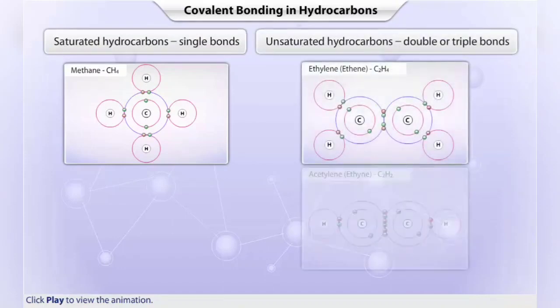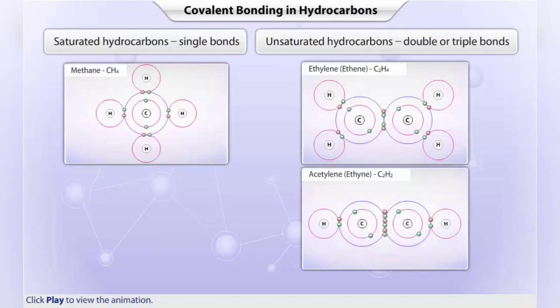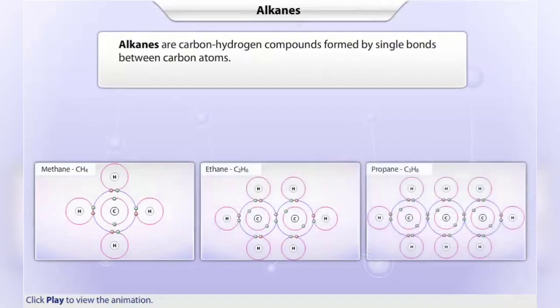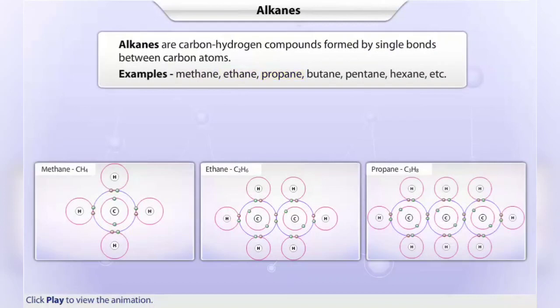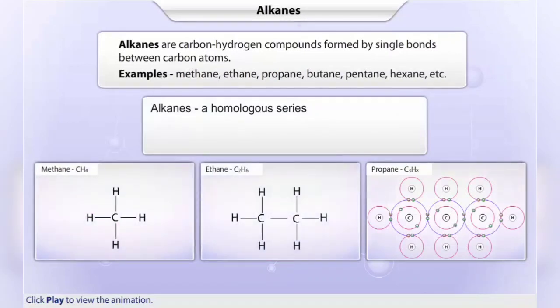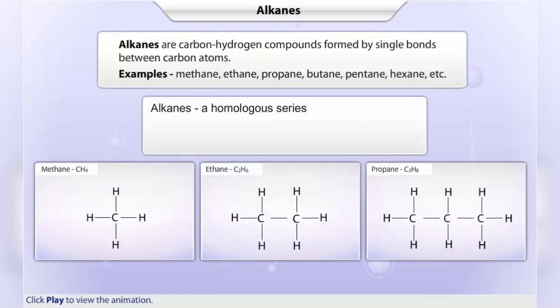Hydrocarbons in which the carbon atoms form double or triple bonds with each other are called unsaturated hydrocarbons. All hydrocarbons formed by single bonds between carbon atoms, such as methane, ethane, propane, etc., belong to a family of compounds known as alkanes. This is called a homologous series, in which a chain of carbon-hydrogen molecules formed with single bonds is built up progressively.